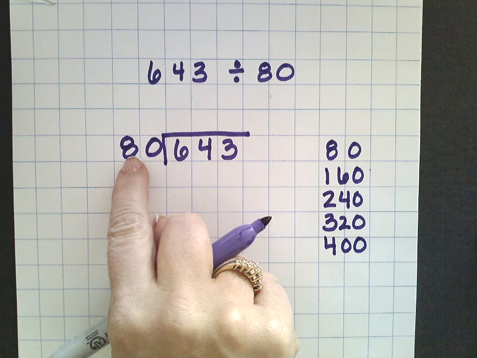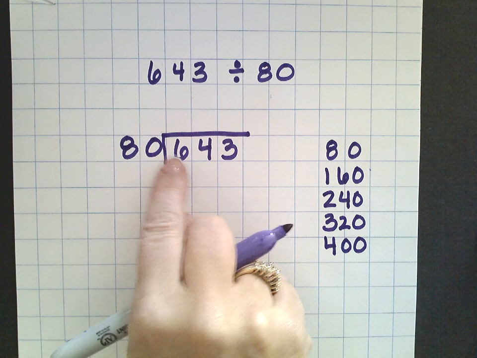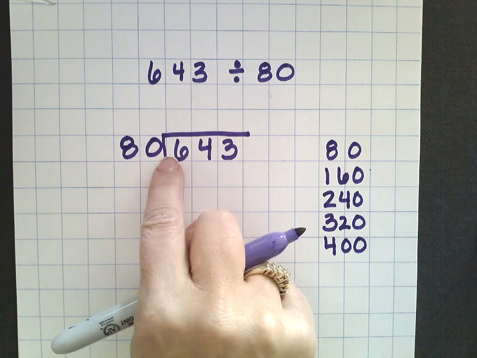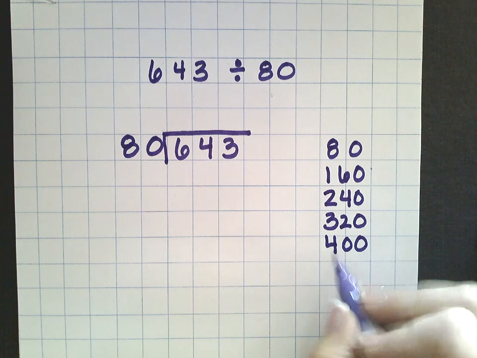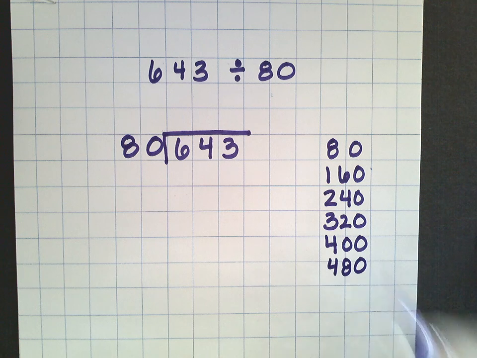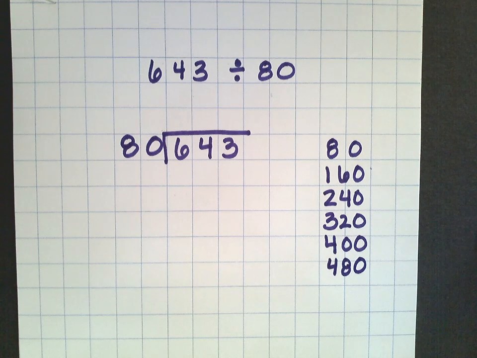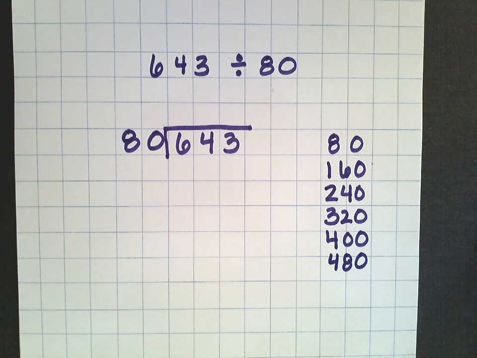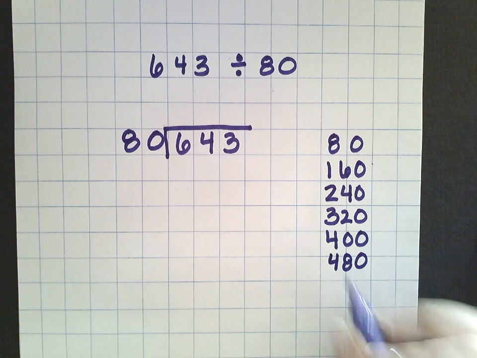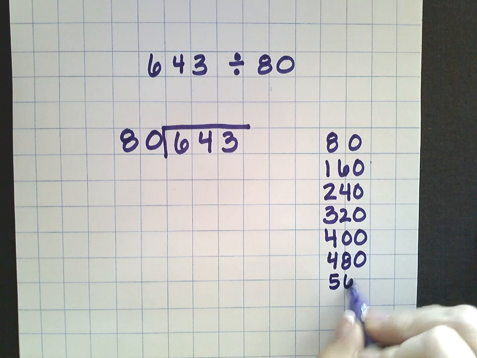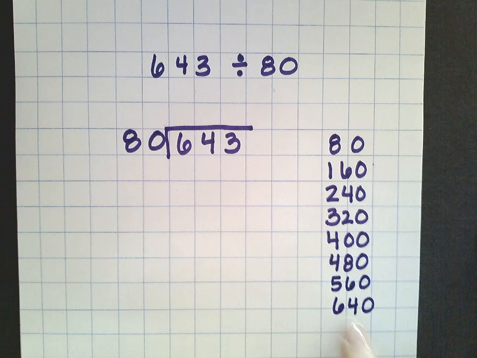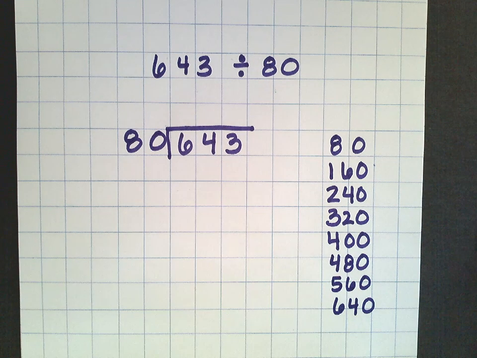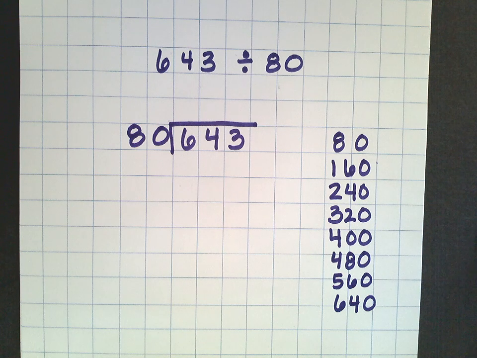I also just took a quick peek and I'm like, 80 can't go into 6, 80 can't go into 64. So I'm going to be using the entire dividend. So I'm going to keep going for 80. And those of you who know your facts are probably seeing that we're getting pretty close. So I got 560. That's my 8 times 7. 8 times 8, look at that, 640, we get pretty close. So now we're ready to start our division.